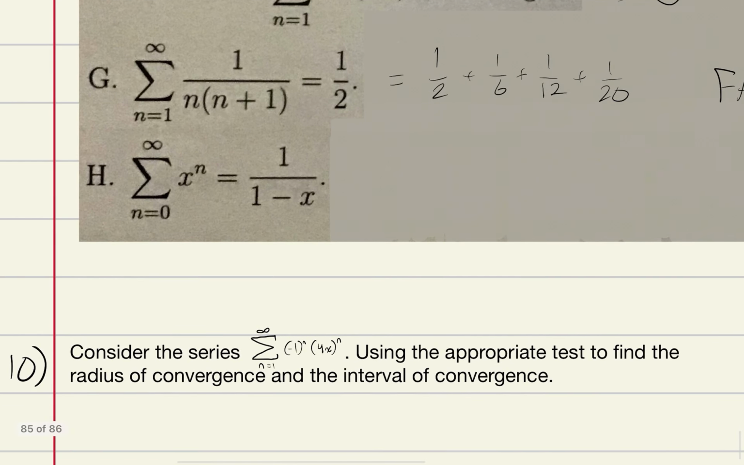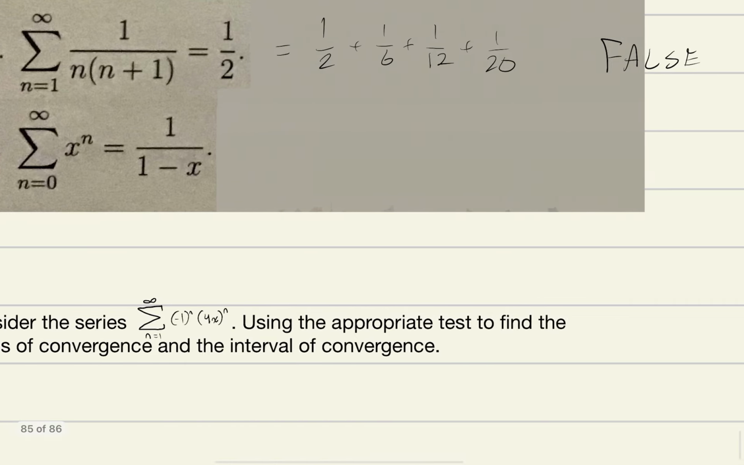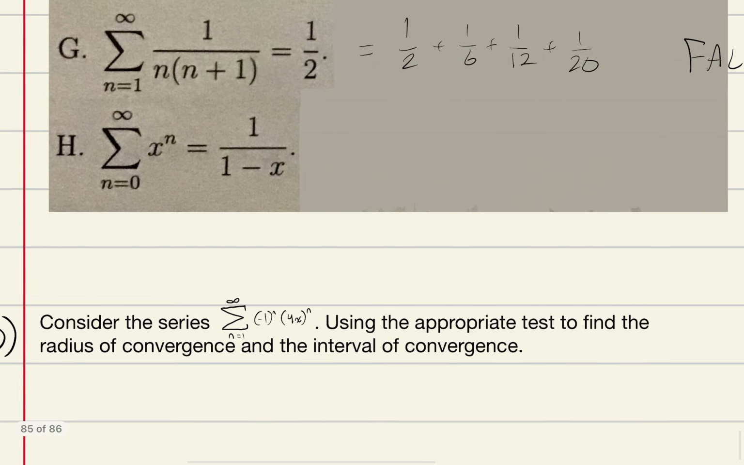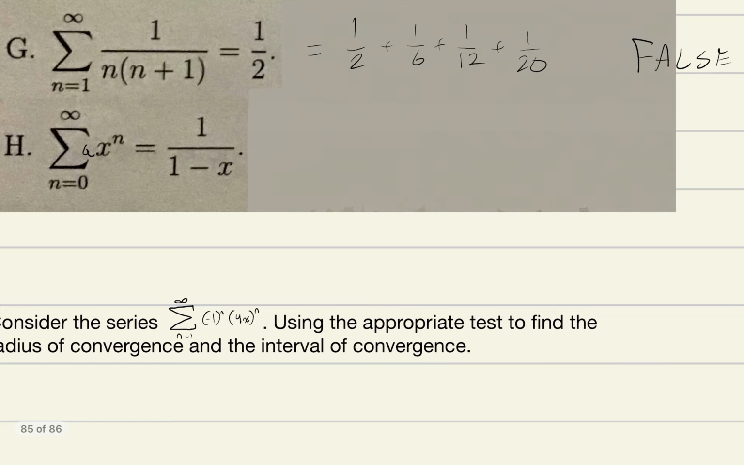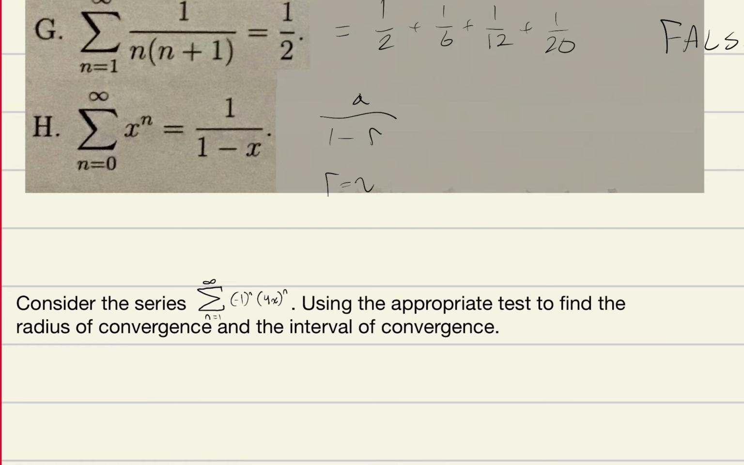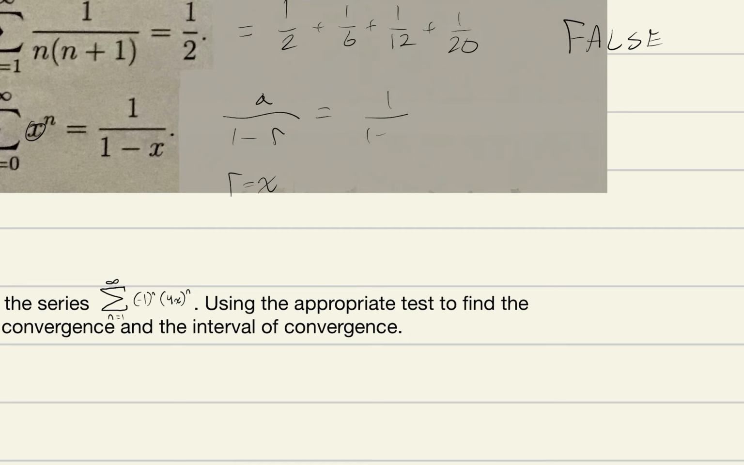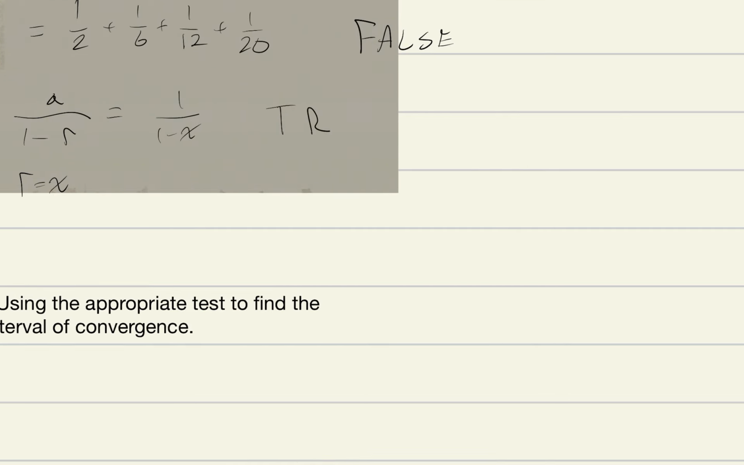Lastly, they are saying the series x to the power of n is equal to 1 over 1 minus x. We know this is true because this is a geometric series, and the value of a, which would be the coefficient of x to the n, is 1, and the formula looks like a over 1 minus r, where r is equal to x. So yes, this is 1 over 1 minus x, making this true.